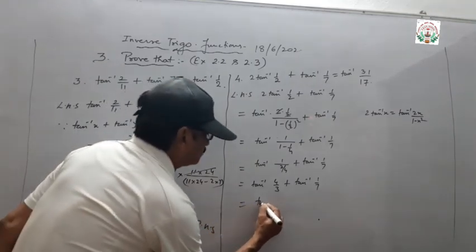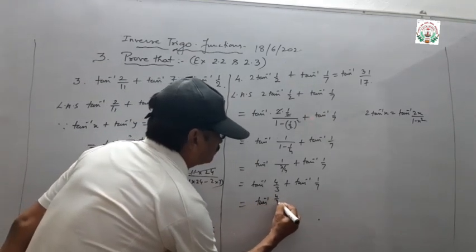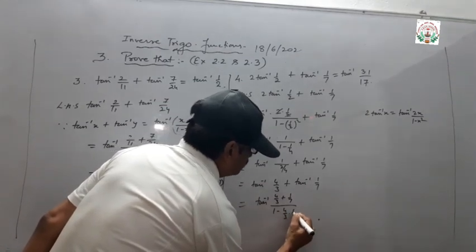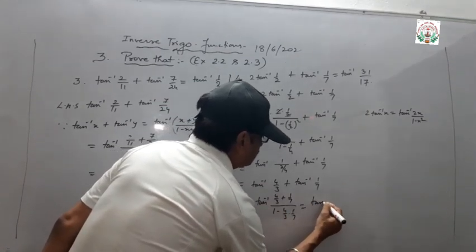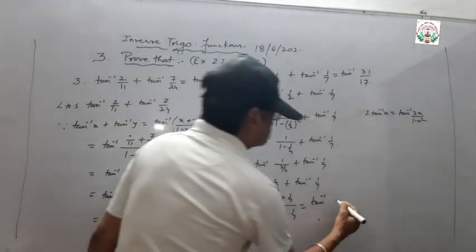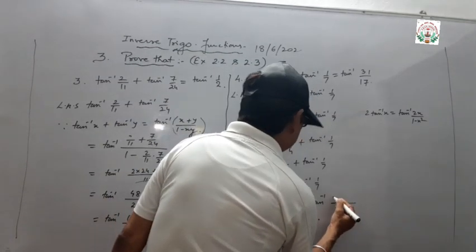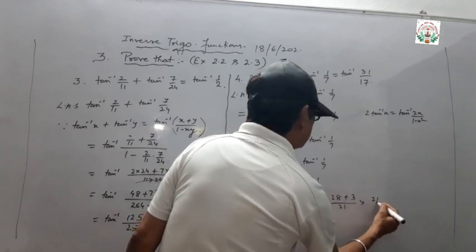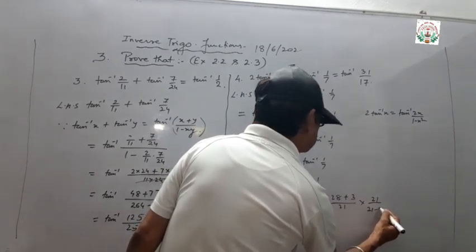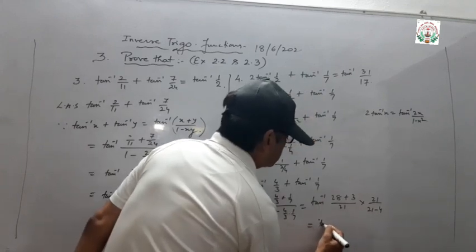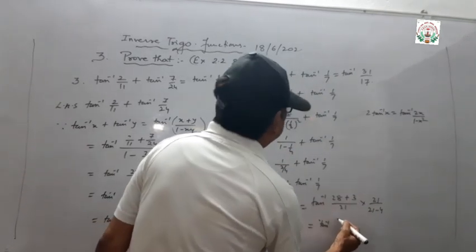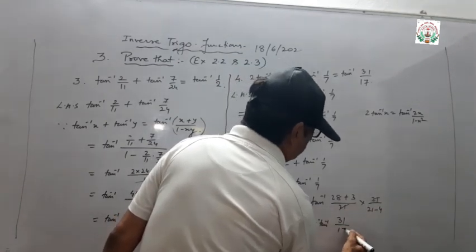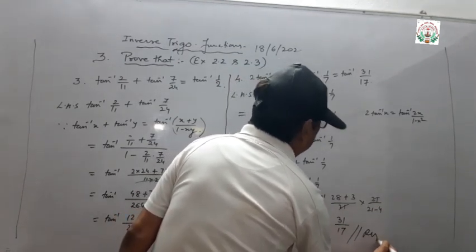We get tan inverse of 4 by 3 plus 1 by 7 upon 1 minus 4 by 3 into 1 by 7. That becomes tan inverse of, the LCM is 21, so 7 into 4 is 28 plus 3 upon 21 minus 4. That becomes tan inverse of 28 plus 3, 31, 21 cancel, 21 minus 4, 17. So that is our RHS.